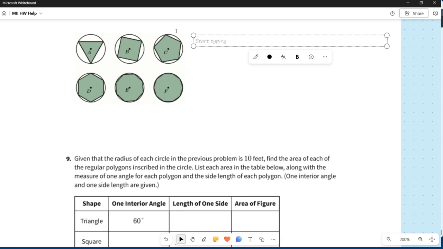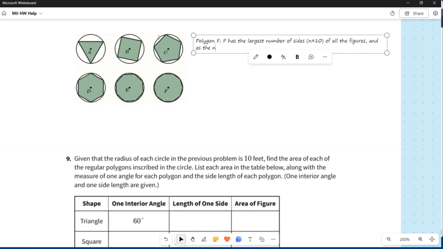So the polygon that has an area that's going to be closest to the circle is going to be polygon F. Now, why is that true? So F has the largest number of sides. A through F, it has a large number of sides. Specifically, it has 10 sides, right? So it's a decagon.